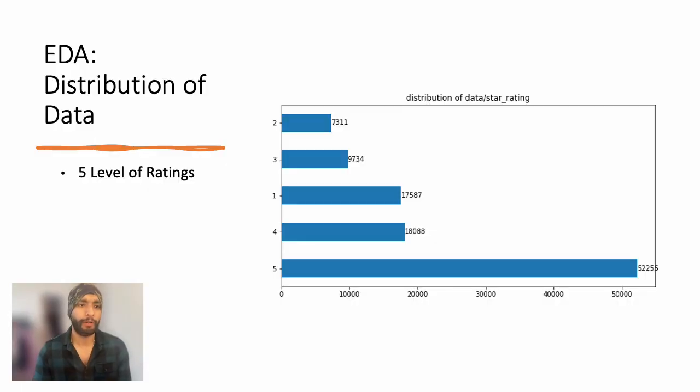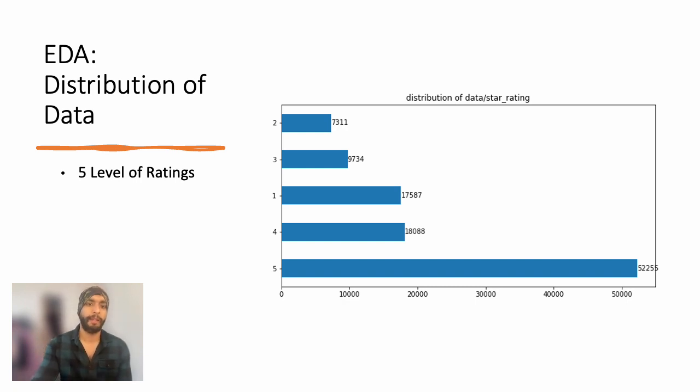So let's look at the exploratory data analysis, which is the distribution of data. So this is the data distribution. The data we had had major reviews of 5 stars. Then the second largest contribution was 4 stars. Then 1 star was third. 3 stars were second last, and 2 stars were the least in the distribution.